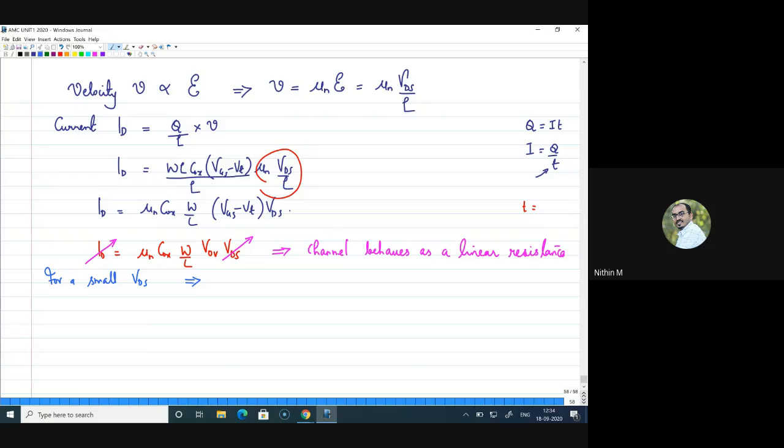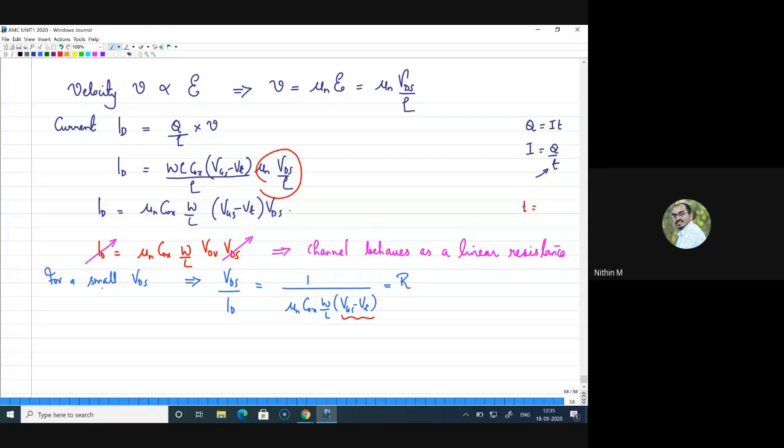Now, if the channel is a linear resistance, what is the resistance value? I can write the resistance value by just writing VDS by ID. VDS by ID is 1 by mu n Cox W by L into VGS minus VT. This is actually the channel resistance, right? Now, this resistance is a linear resistance, but it is controlled by this overdrive voltage, or this is controlled by VGS, the voltage which is applied at the gate.